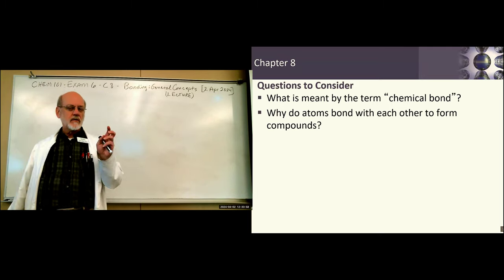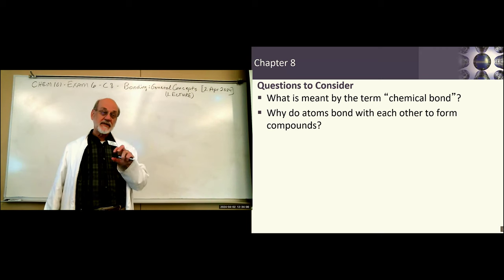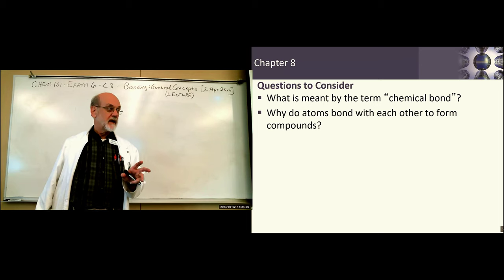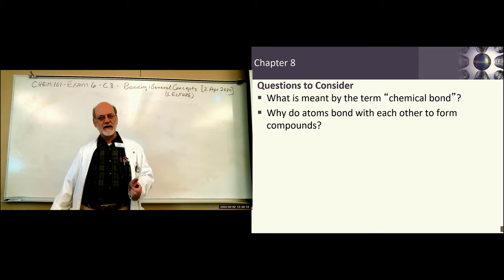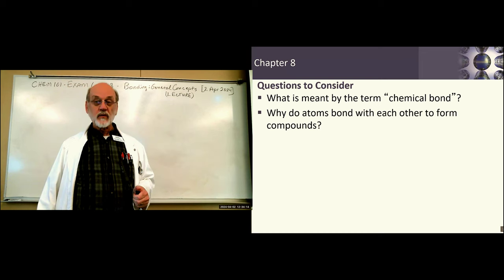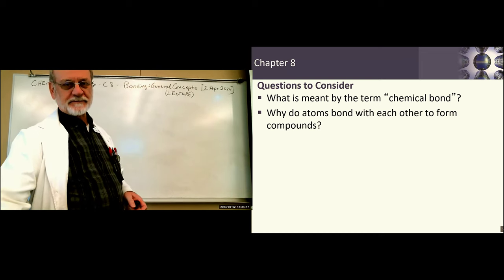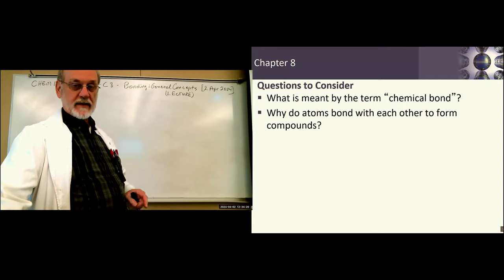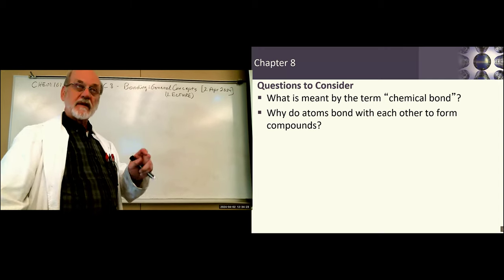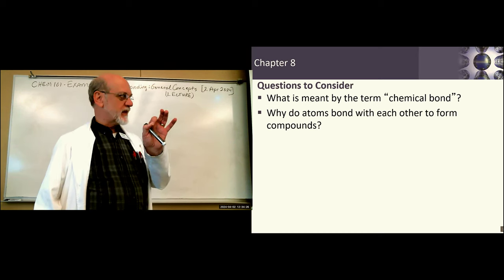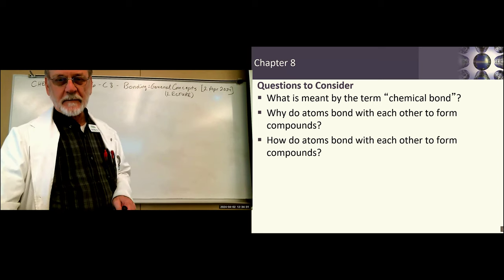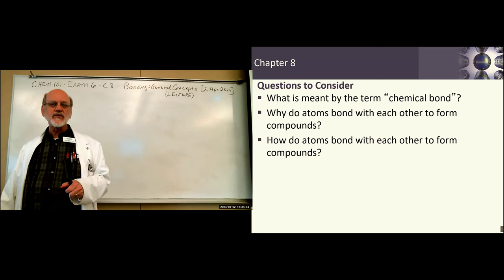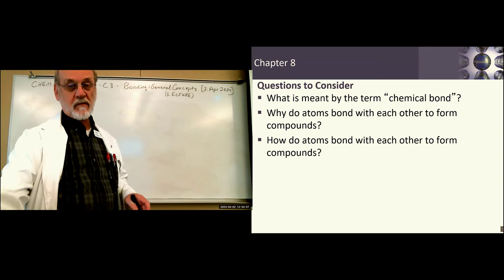And then we want to know, once we define the chemical bond, and actually at the same time, we're interested in why do atoms bond with each other to form compounds? Why don't we just have elements, right? Just the whole universe, nothing but elements? It'd be kind of a boring place then, of course, and we wouldn't be here. But we also want to know why atoms bond with one another, why separate atoms are not desirable. And then we'll look into the mechanics. How do atoms bond with each other to form compounds?